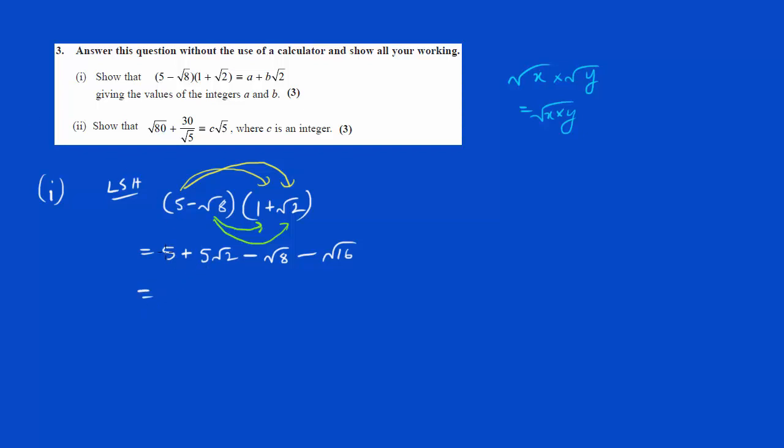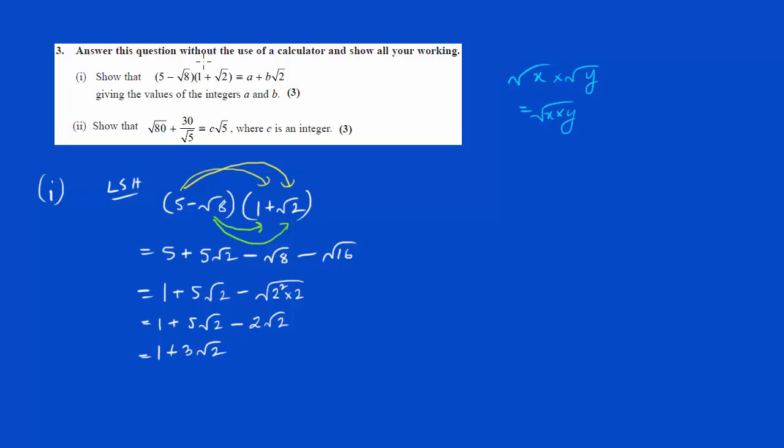So we have 5 minus, now square root of 16 is 4. So 5 minus 4 is 1. Then we have 5 square root of 2 times square root of 8, which is basically 2 square into 2. That means 8. We can write 1 plus 5 square root of 2 minus, if we bring the 2 square outside, it would be 2 square root of 2. So 1 plus, now if we take square root of 2 common, it becomes 5 minus 2, which is 3 square root of 2.